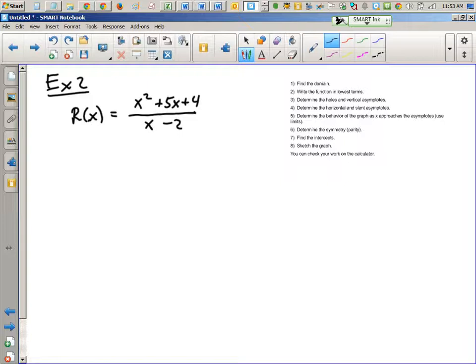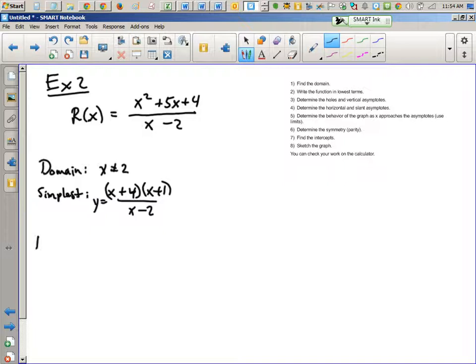Okay, so the first thing to do is find the domain. That's actually pretty easy. The domain: x cannot be 2. Writing it in simplest form basically means factoring and reducing it if you can. But I don't see any way to really reduce this. You can factor the top, I suppose, but nothing cancels. So I guess we're already in simplest form.